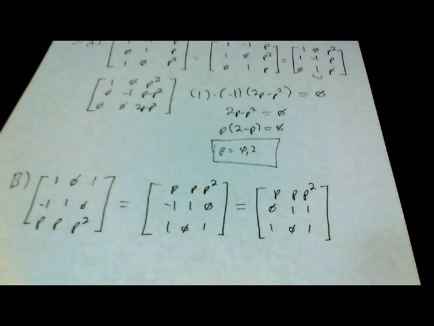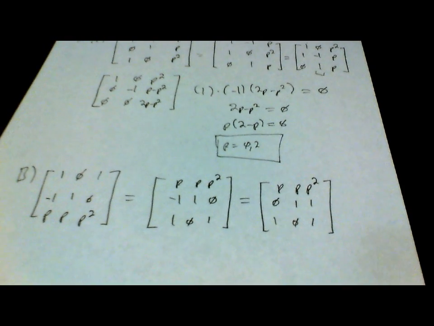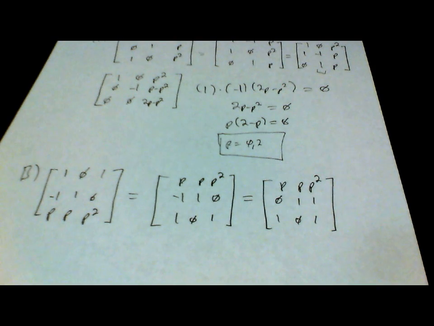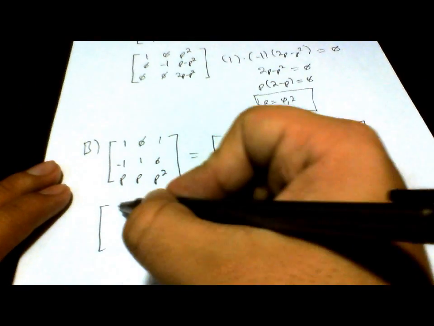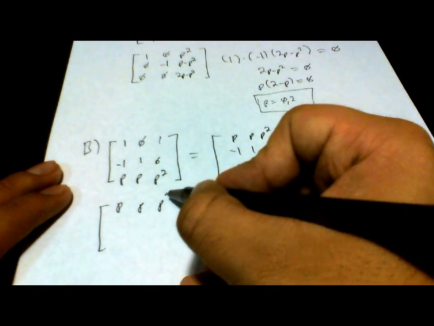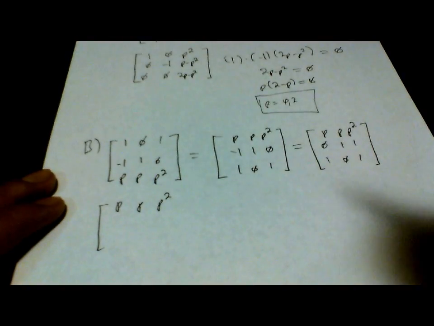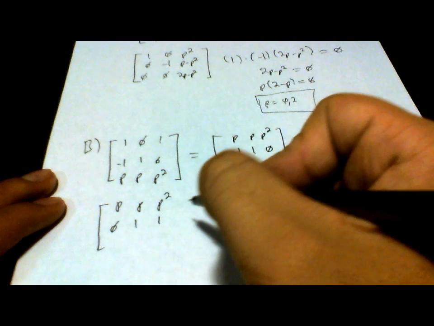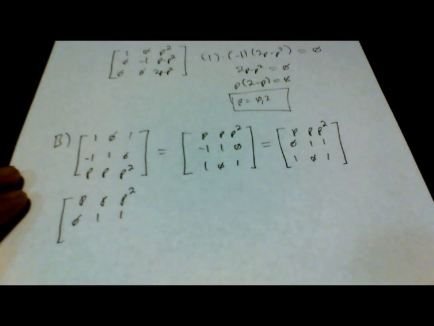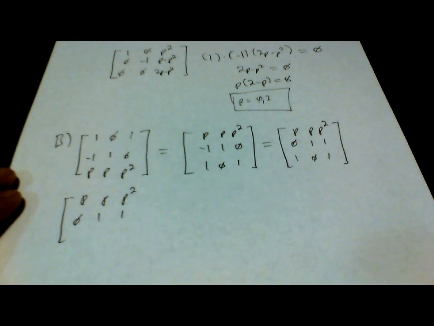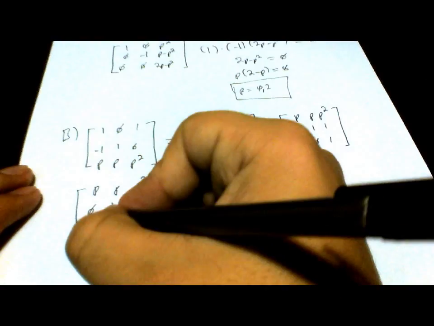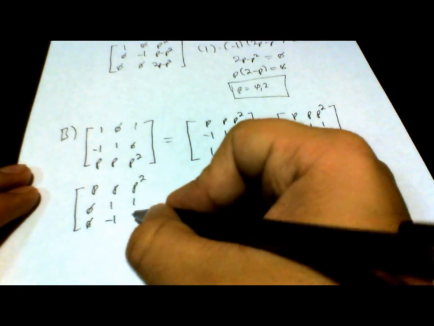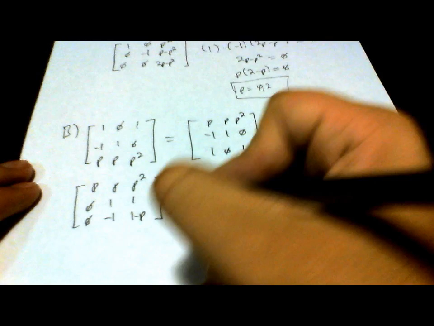There we go. And now we are going to divide the top row by P and subtract it from the bottom row. P squared, 0, 1, 1. So if we divide the top row by P, we get 1, 1, and P. And if we subtract that from the bottom row, 0, -1, 1 minus P.